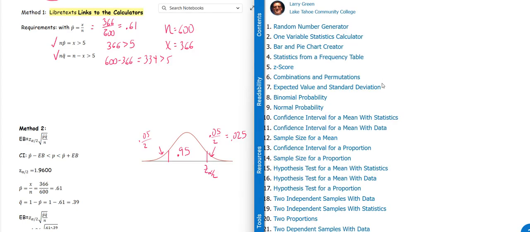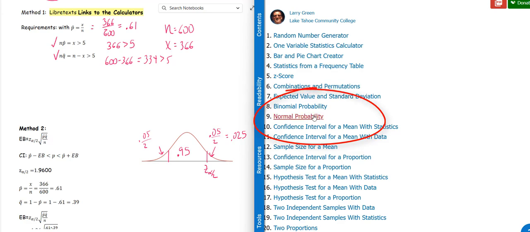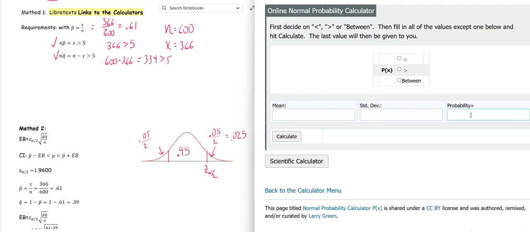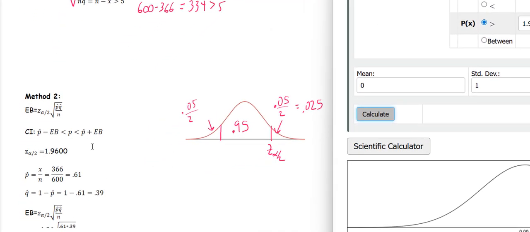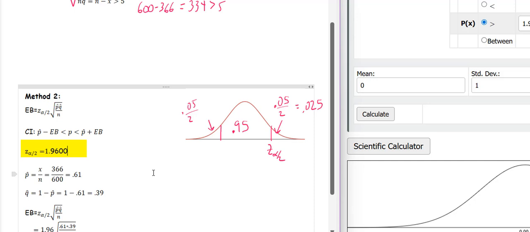So if we come back over here to the list of calculators, normal probability, and we're going to enter, this is a standard normal distribution. So our mean is 0, our standard deviation is 1, and the probability in the right tail is 0.025. And we want greater than, calculate, and we get 1.95996, to 4 decimals, this is 1.9600. And so that is what I have entered over here.